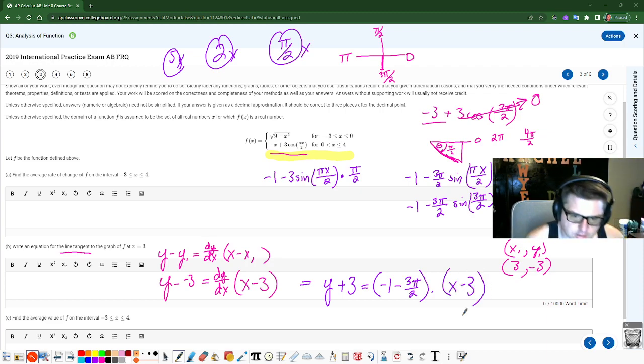I think at this juncture, write an equation for the line tangent to the graph, I think we're okay. Let's take a look and see how we did.